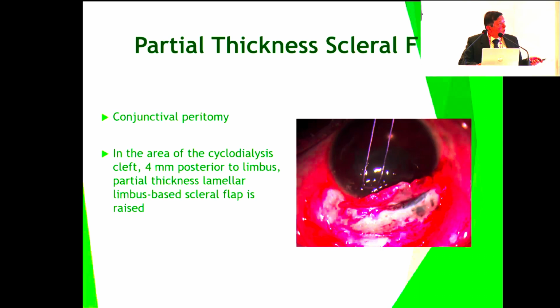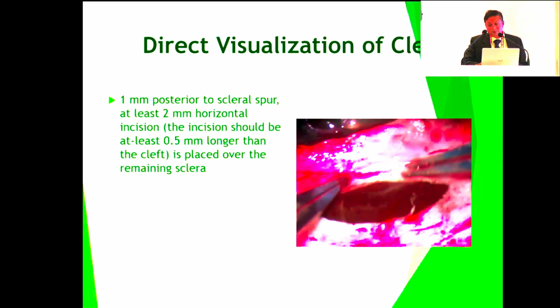What we usually do is, 4 millimeter posterior to the limbus, a partial thickness lamellar limbus-based scleral flap. If you have a cleft of, let's say, 3 clock hours, your incision should be at least 6 millimeter, at least 1 clock hour more on either side. Now I opened up, and this is the cleft I'm visualizing here. 1 millimeter posterior to the scleral spur, at least 2 millimeter horizontal incision. The incision ideally should be at least 0.4, I would say 1 millimeter over the remaining sclera.